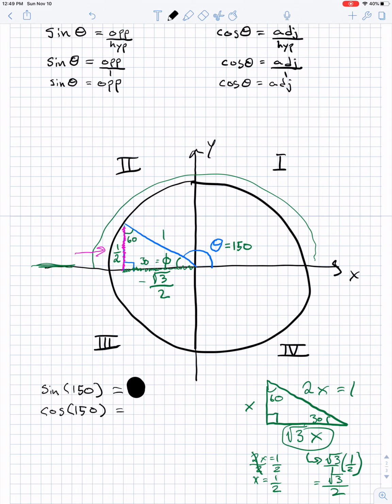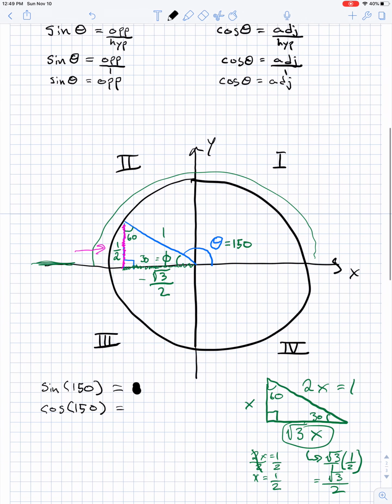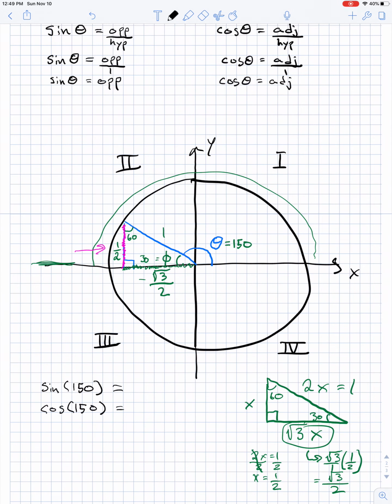Oh, excuse me. Let's try that again. Let me make that smaller. Okay. Try one more time. Sorry, guys. Let's make that even smaller. How about like that one? The sine of 150 is 1/2. There we go. Okay.